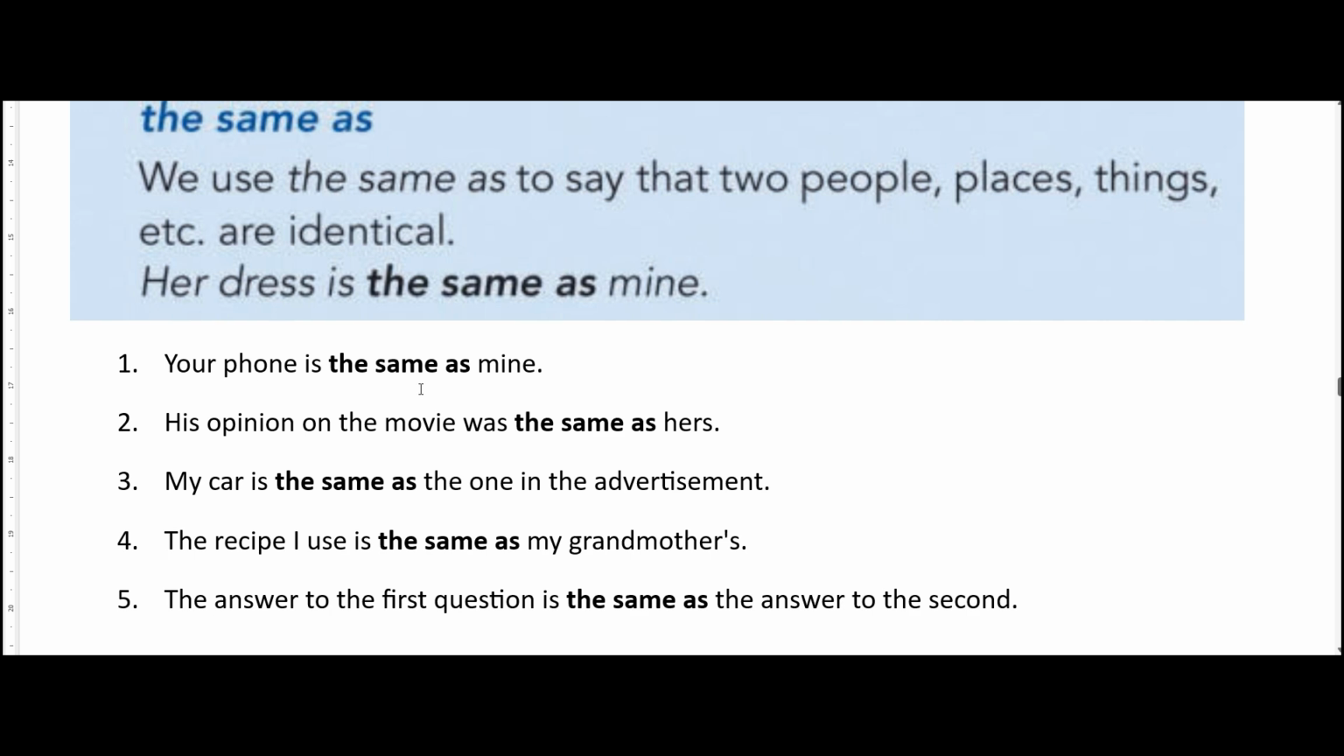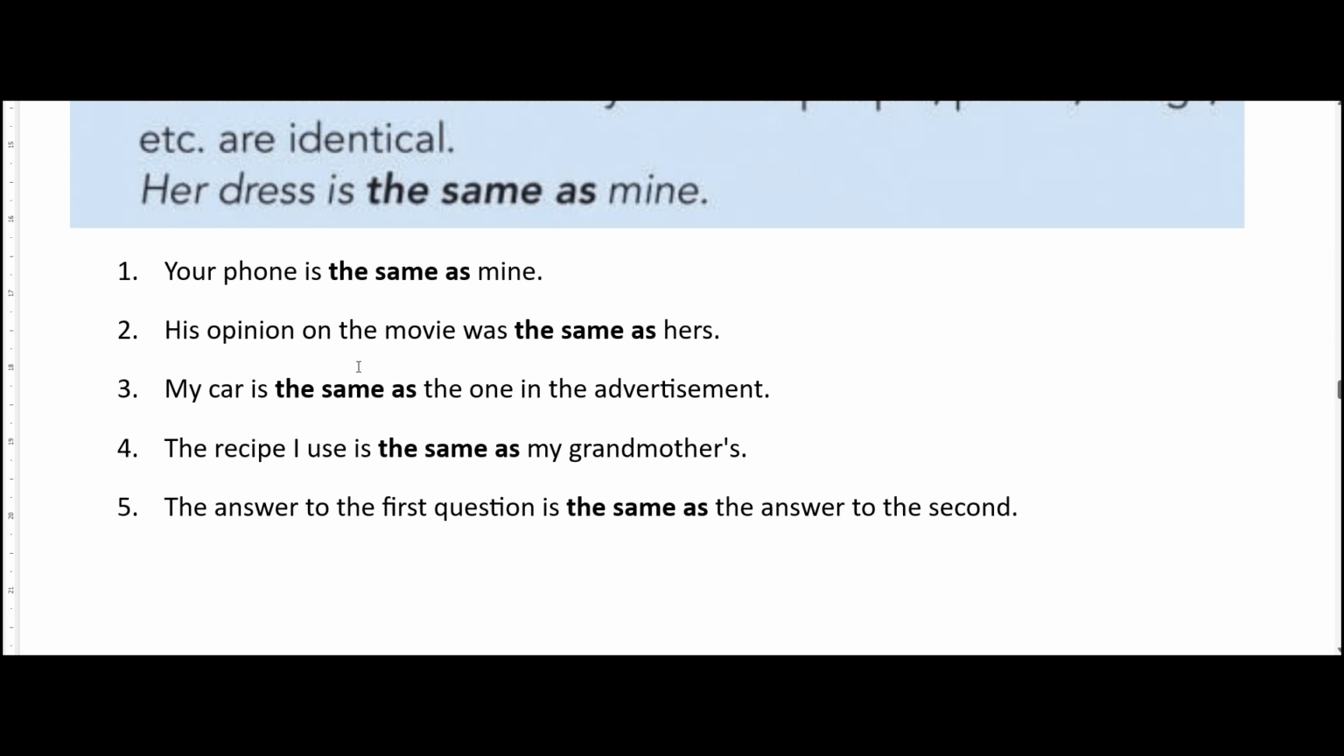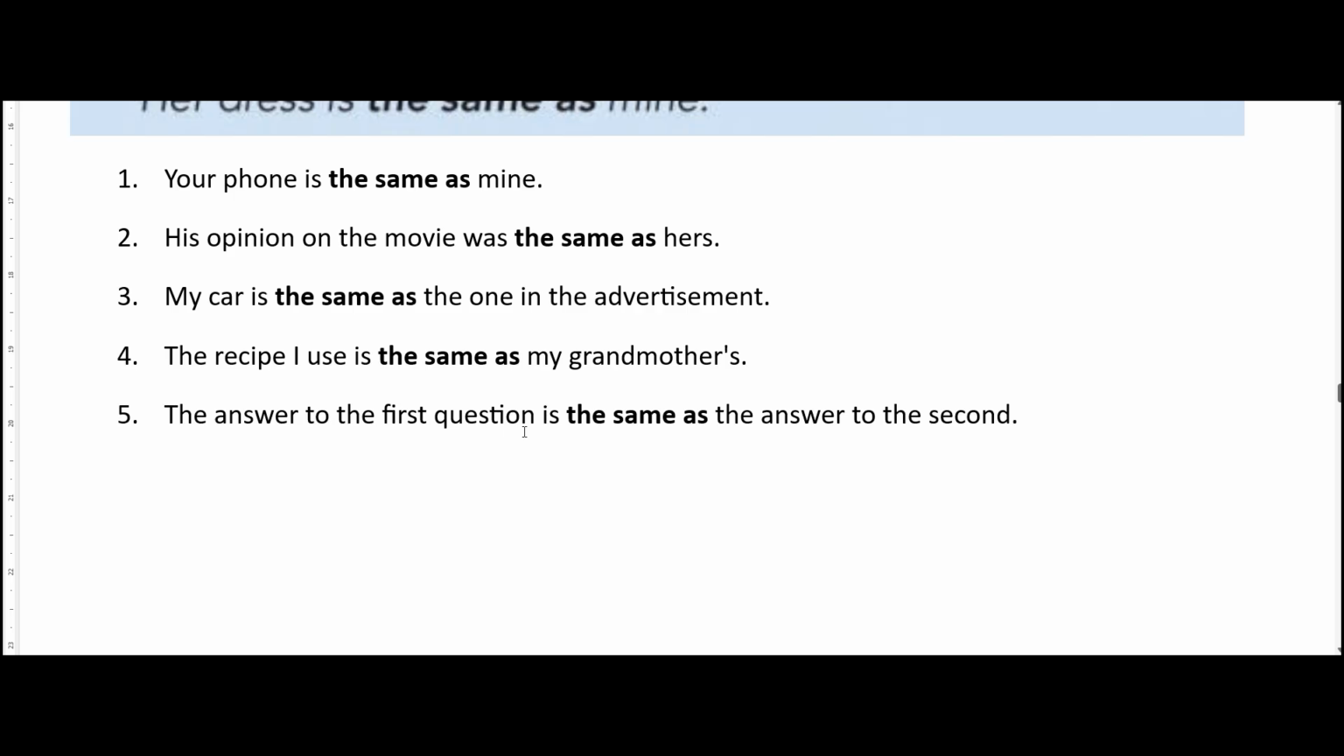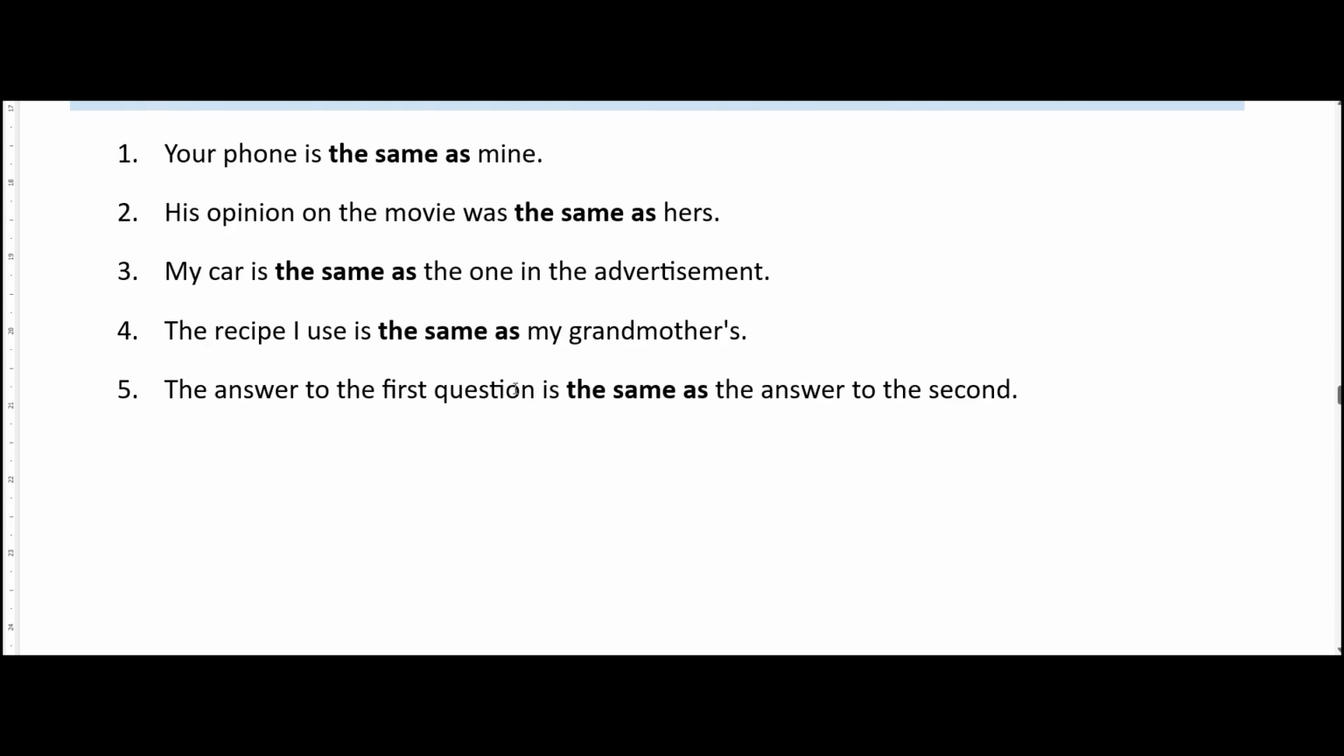Your phone is the same as mine. His opinion on the movie was the same as hers. My car is the same as the one in the advertisement, or advertisement, both versions of pronunciation. The recipe I use is the same as my grandmother's. The answer to the first question is the same as the answer to the second. So, there were some examples.